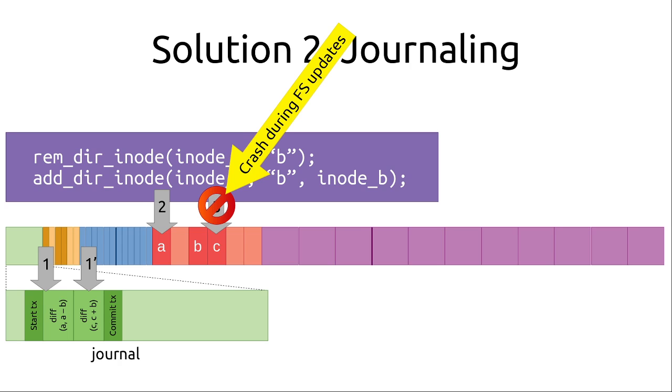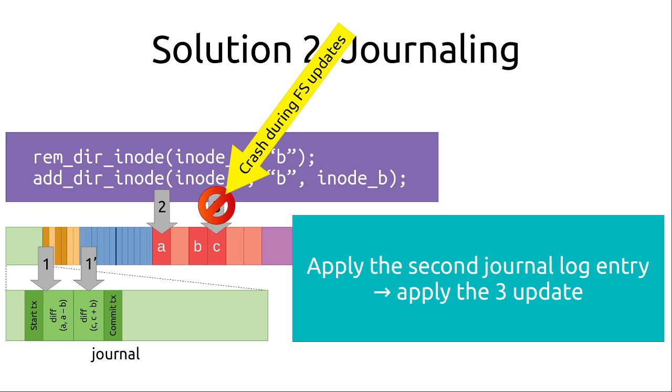So at that point, when we're booting up, we could replay the log, make the modification to C, and therefore have a consistent version of the file system from that point on. So we can apply the second journal log entry to apply that update to the file system effectively, right?